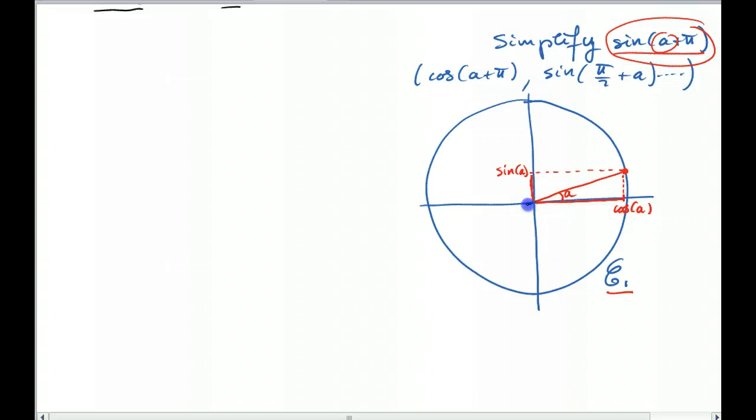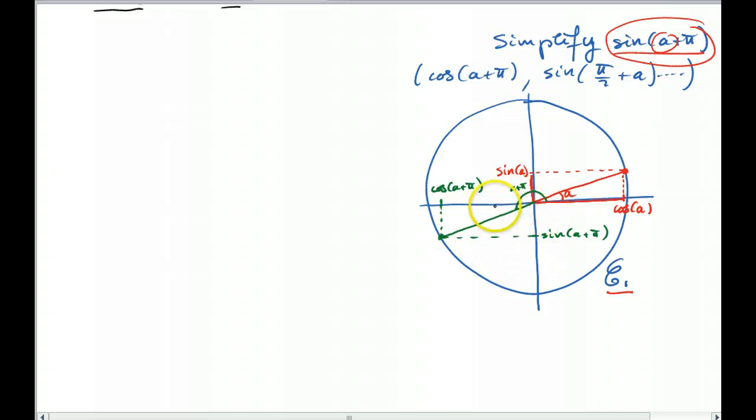Well, it's A plus pi, so it's right across it, right? That's A plus pi. Where is the sine of A plus pi and the cosine of A plus pi? Well, same thing, it's a unit circle, so the y-coordinate of this point is the sine of A plus pi, and the x-coordinate of this point is the cosine of A plus pi, okay?